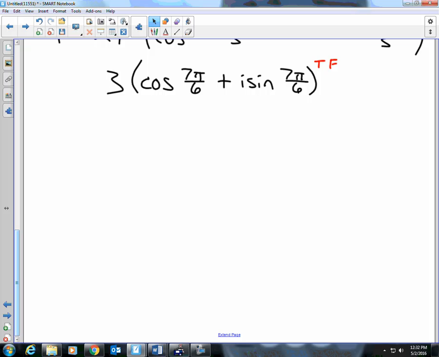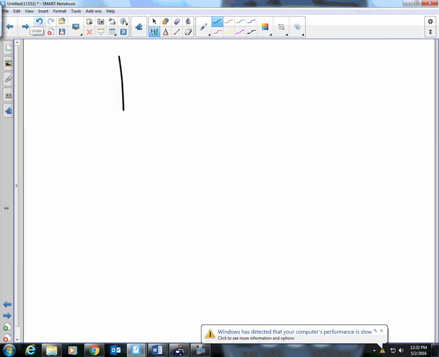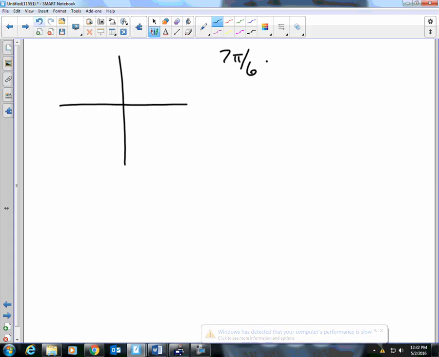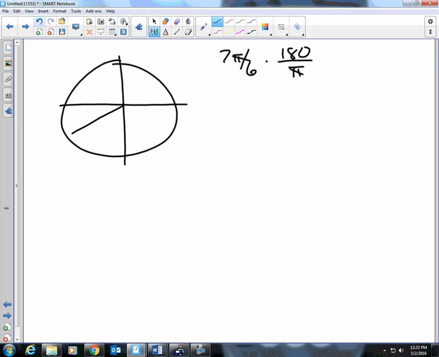We are also going to place it in complex form. In order to do so, I have to decide, does that angle measurement, 7 pi over 6, is it on the unit circle for us? Yes. In fact, if you took 7 pi over 6, multiply it by 180 over pi to convert it back to degrees, what's 180 over 6? 30 times 7, 210.